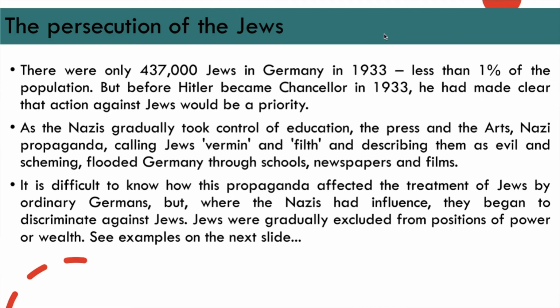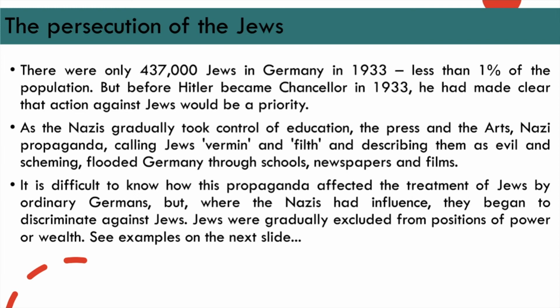The next category we're going to move on to is the persecution of the Jews. You will remember from the task instructions that this persecution must be plotted below the line. There were only 437,000 Jews in Germany in 1933. That is less than 1% of the population.